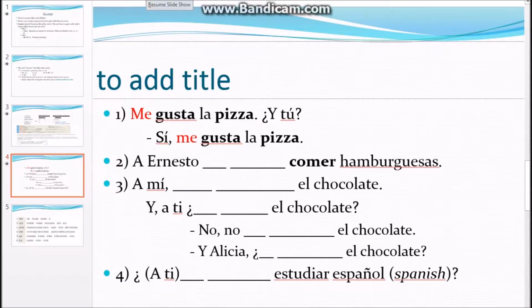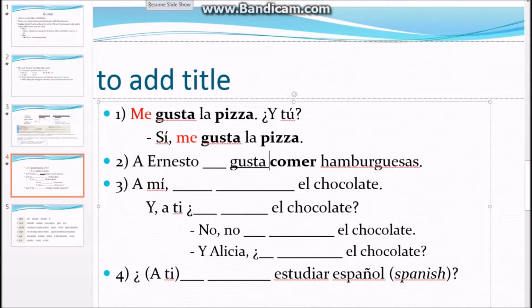So let's find our what. What's pleasing? Eating burgers, that's what's pleasing. So comer is in bold already because it's an infinitive verb. So if we use an infinitive verb, what form of gustar do we need to use to agree with the singular subject? Right, we use gusta. Okay, so eating burgers is pleasing to whom? Who likes eating burgers? Ernesto. He's the who. Remember, we use this a before names and proper nouns. So we need a pronoun that agrees with Ernesto. Is it me, te, or le?